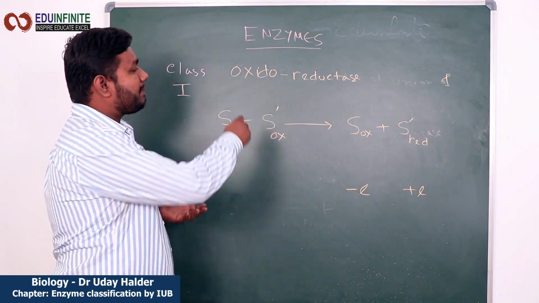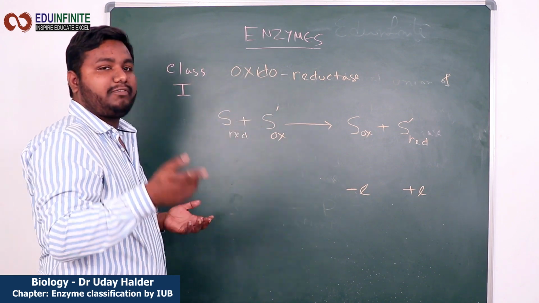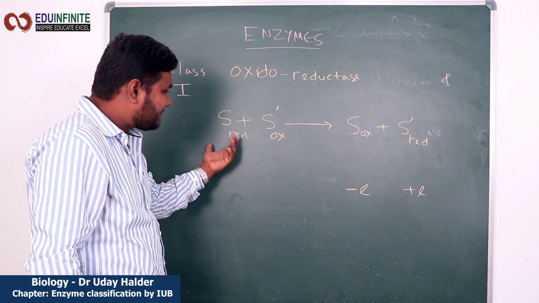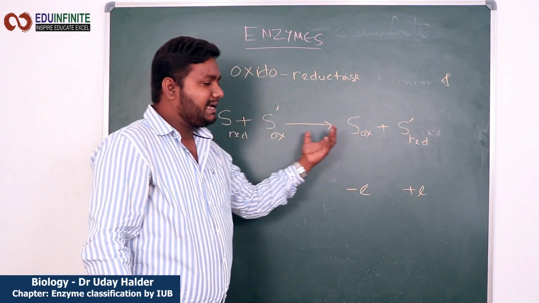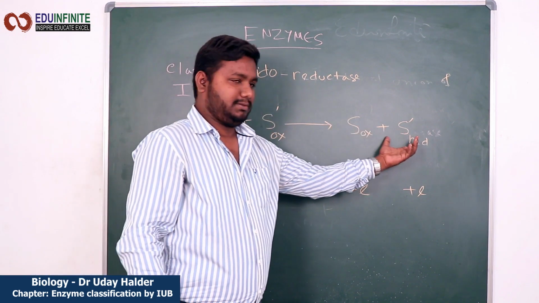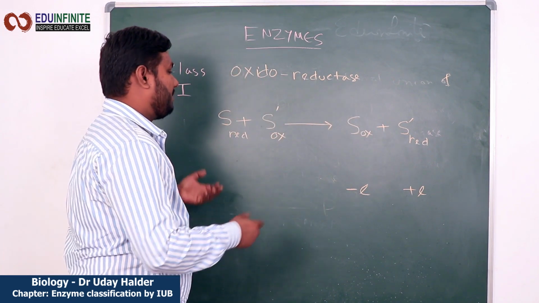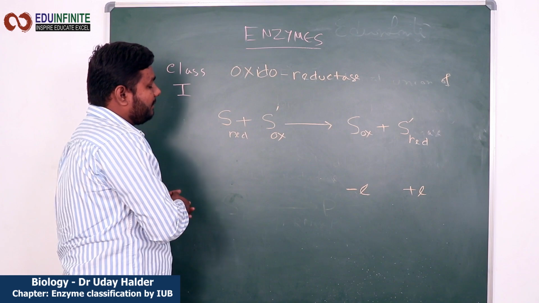So that's why this type of enzyme does the job of oxidation reduction, that is redox, in a reaction. One substrate is oxidized and another is reduced. So that is the way of oxidation reduction, the oxidoreductase enzyme mechanism.